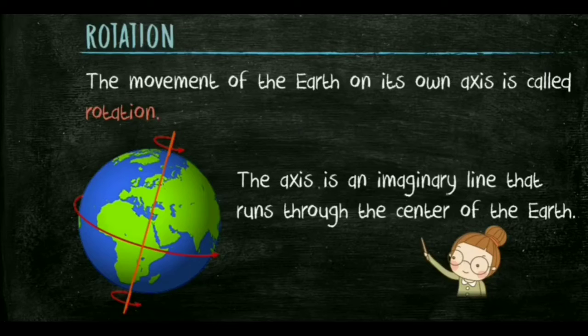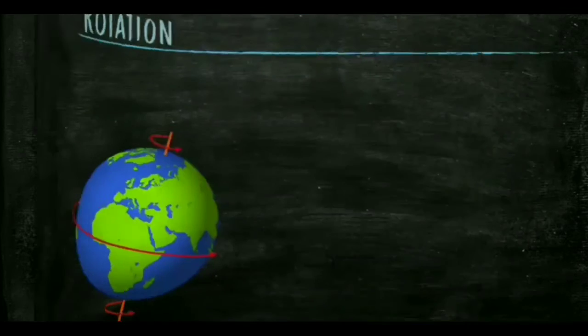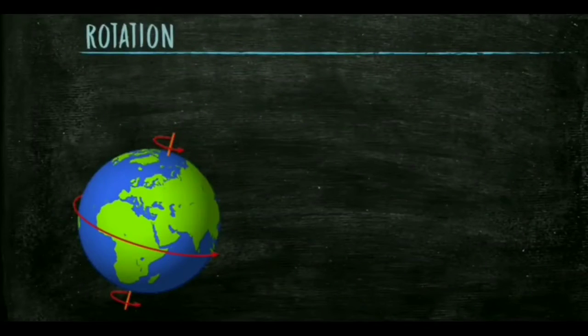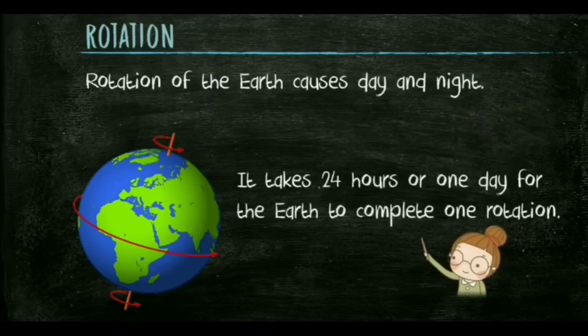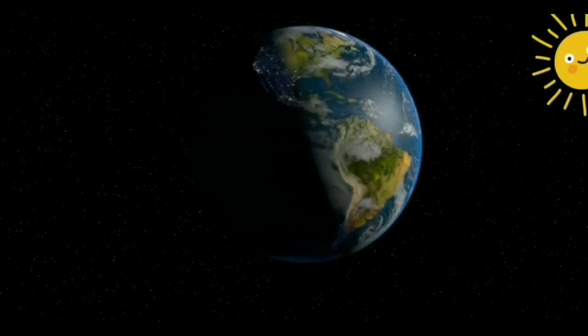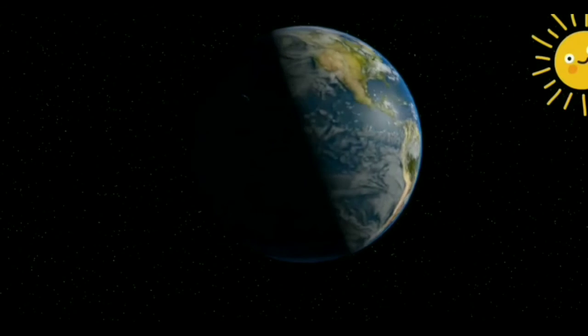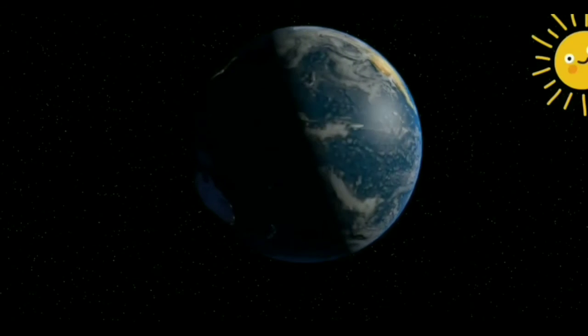And this rotation of earth is responsible for causing the day and night. Rotation causes day and night. It takes 24 hours or 1 day for the earth to complete one rotation. Now let's see how rotation of earth causes day and night.